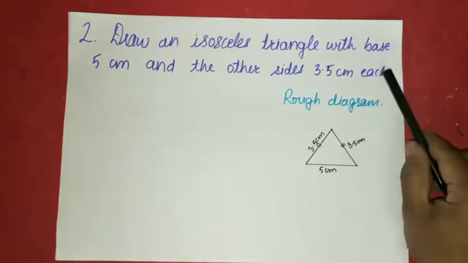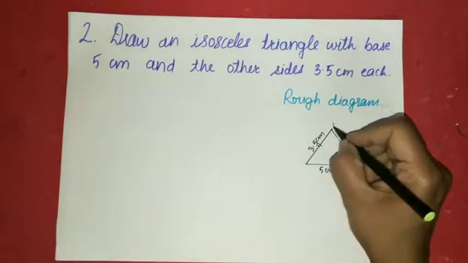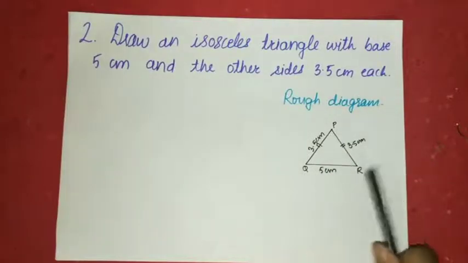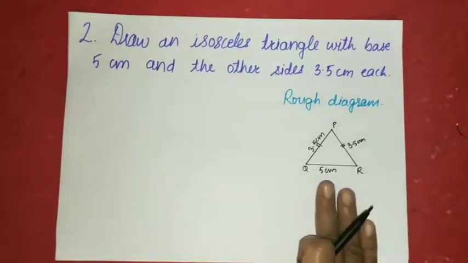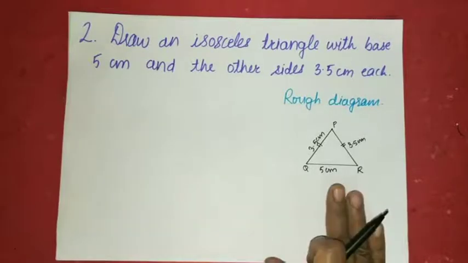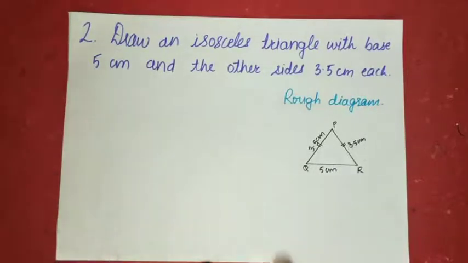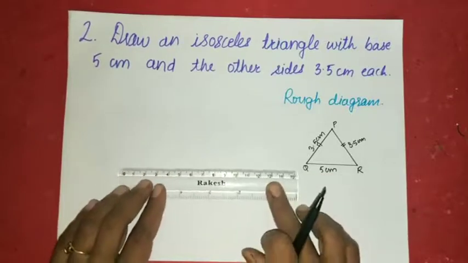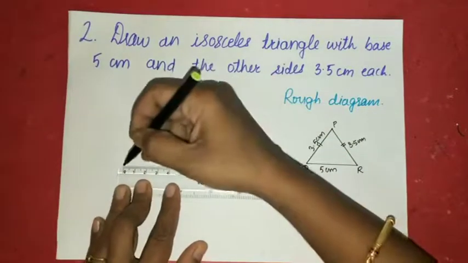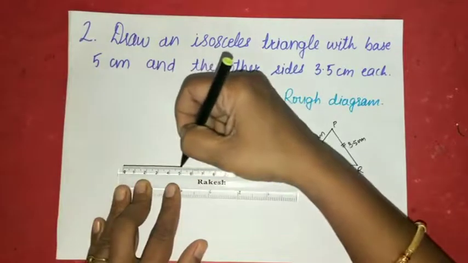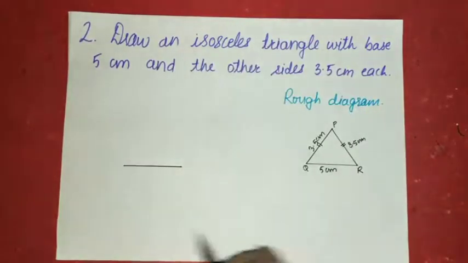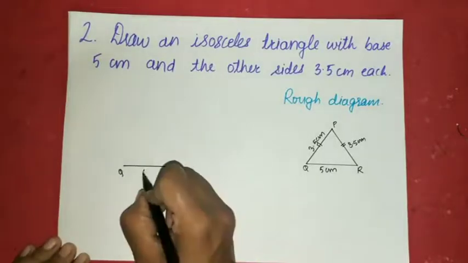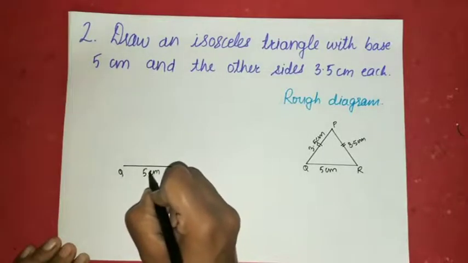As the name of the triangle is not given in this example, we will give any name to this triangle. Here I gave the name PQR. You have to write the same name in the actual figure as written in the rough diagram. Now we will draw the base QR of length 5 cm. So take your ruler, start drawing from 0 up to 5. Give the same name as given here. This is segment QR. It is of 5 cm.